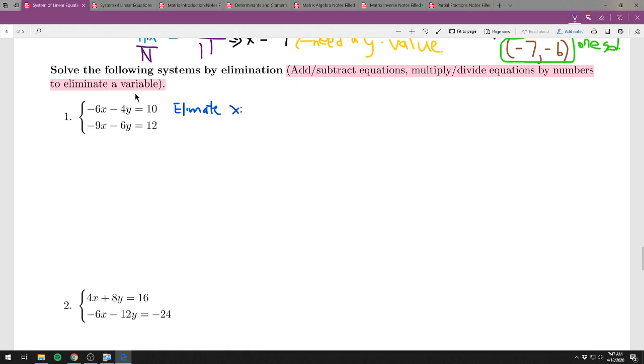If we want to eliminate x, what we want to do is make the numbers on x in both equations match, for lack of a better term. That way, if we add or subtract them, we'll get 0.